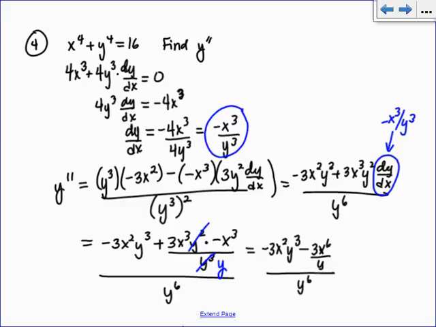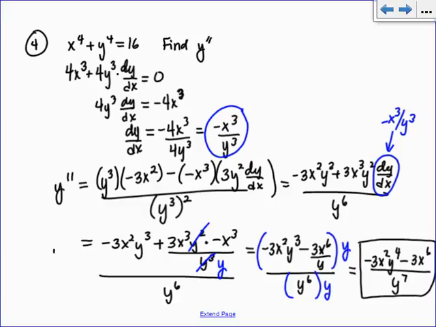Yeah, we're going to multiply it on the top and the bottom. So we're going to multiply by y over y. Do you guys see it? Because now, on the top, we're going to have negative 3x squared y to the 4th, and then minus 3x to the 6th, and the y's go away there, all over y to the 7th. And that's the answer that we're looking for. So that is the second derivative. That's y double prime.